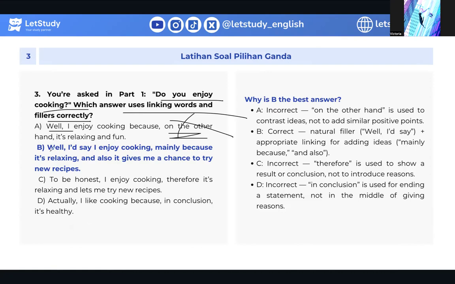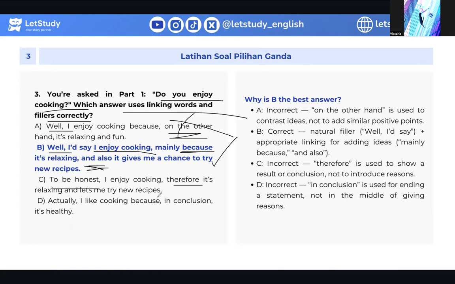B. Well, I say I enjoy cooking, mainly because it's relaxing. And also, it gives me a chance to try new recipes. Nah, the words "well" to sound natural, "because" to combine and give reasoning, and "also" to add information itu benar. Jadi B itu benar.